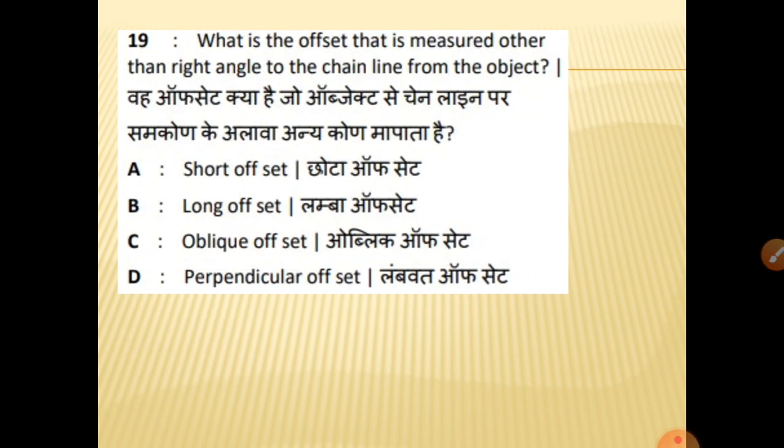19th question. What is the offset that is measured other than right angle to the chain line from the object? Other than right angle. Short offset, long offset, oblique offset or perpendicular offset. Here the answer is option C, oblique offset.